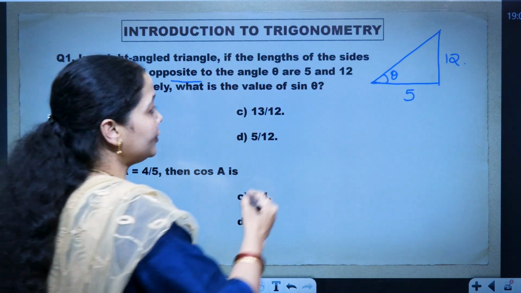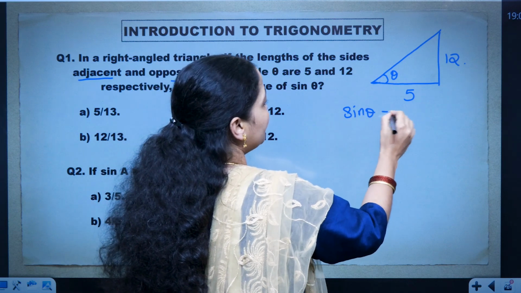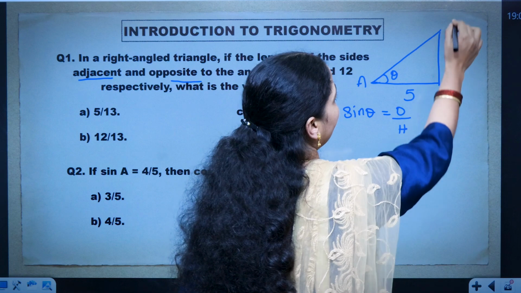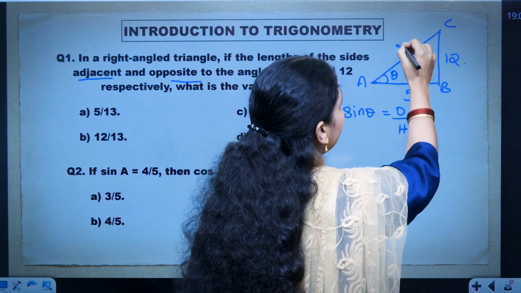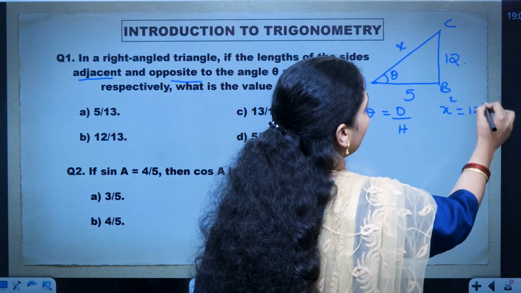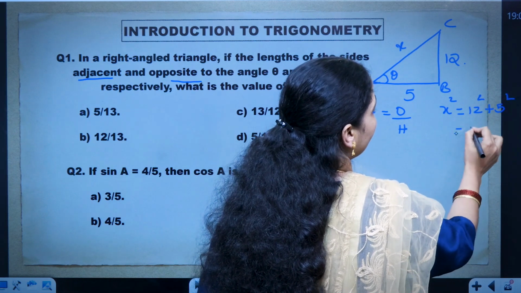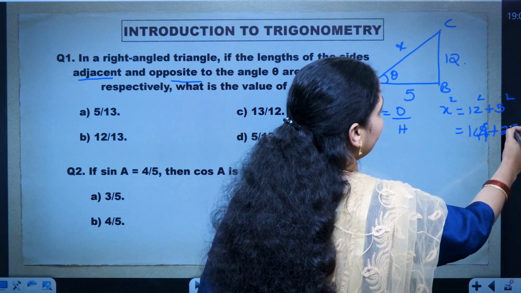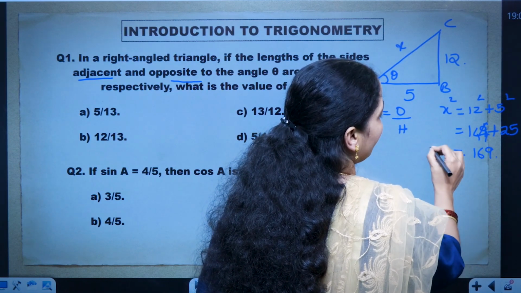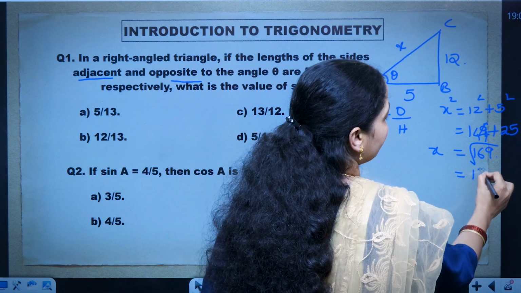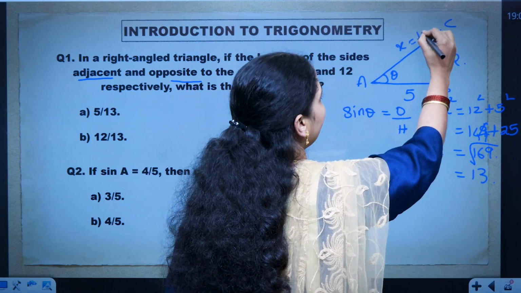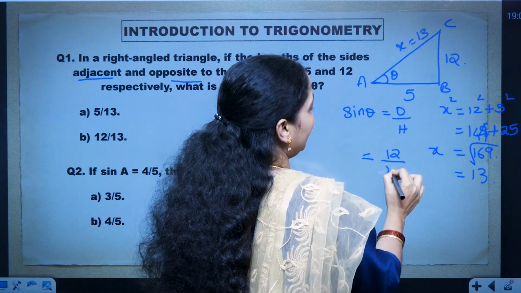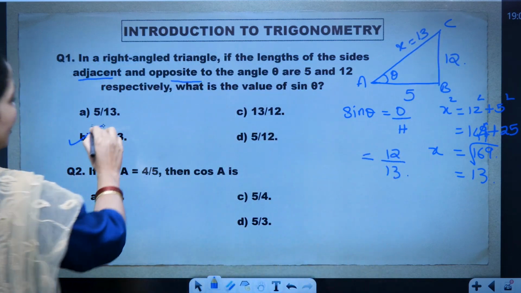For finding sine theta, we know that sine theta is equal to opposite by hypotenuse. I should know the hypotenuse. So for finding the hypotenuse, Pythagoras theorem is the only way. So x square is equal to 12 square plus 5 square. 12 square is 144, plus 25, that is giving me 169. So x will be equal to square root of 169, which is 13. Hence the unknown side, hypotenuse, is 13 and sine theta will be equal to opposite by hypotenuse, which is 12 by 13, and my answer will be option B.